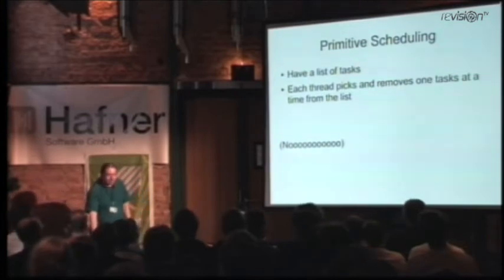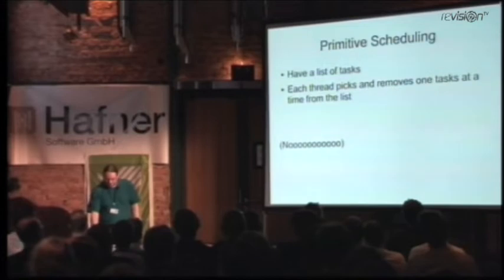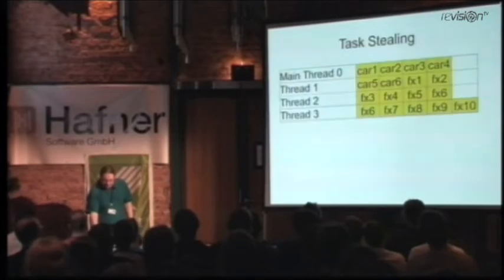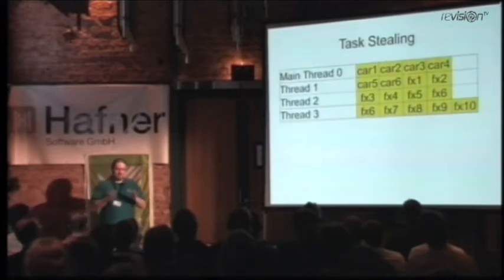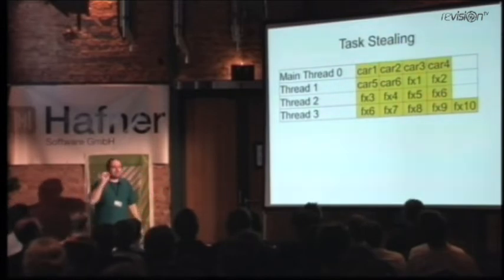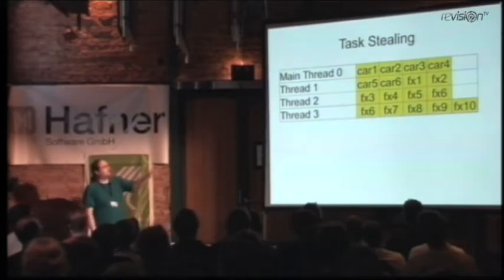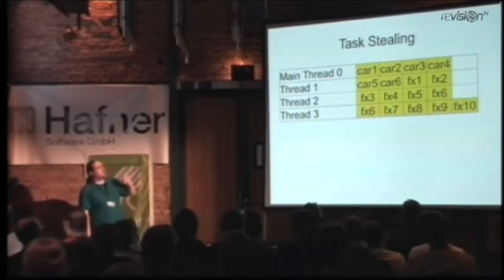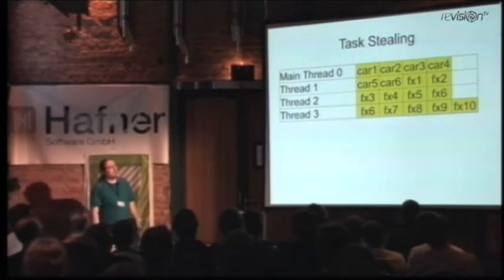So a more clever solution to the problem is a system called task stealing. And actually, it's a system that Intel also uses in their Threading Building Blocks. The idea is not to have a big list of tasks, but to have a queue of tasks for each thread. And you see, this is a game, and we have 6 cars on the track, and maybe 10 effects that have to be handled.